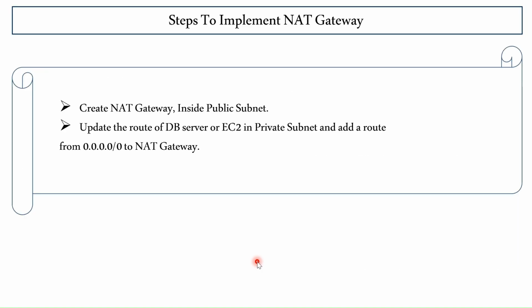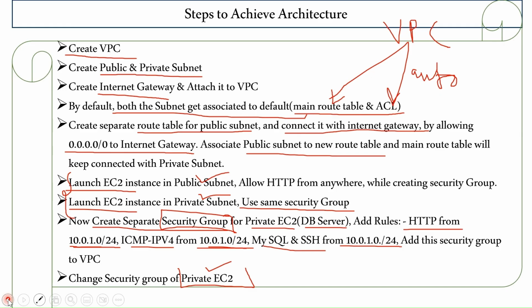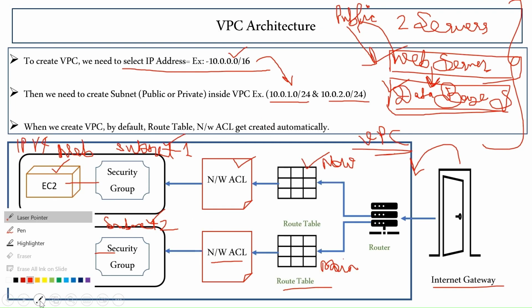So, how to create a NAT gateway? First, we have to create the NAT gateway in the public subnet, and then we have to update the route table of the DB server or EC2 in our private subnet and add a route to this NAT gateway. So, what we should do here, let's go back to our diagram. So, this is our architecture.